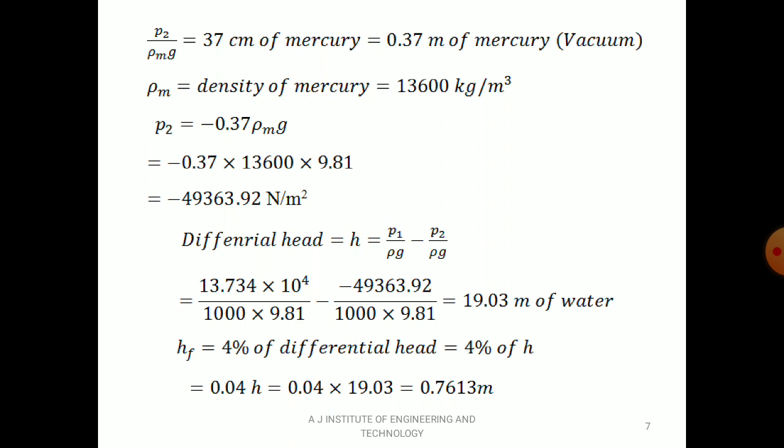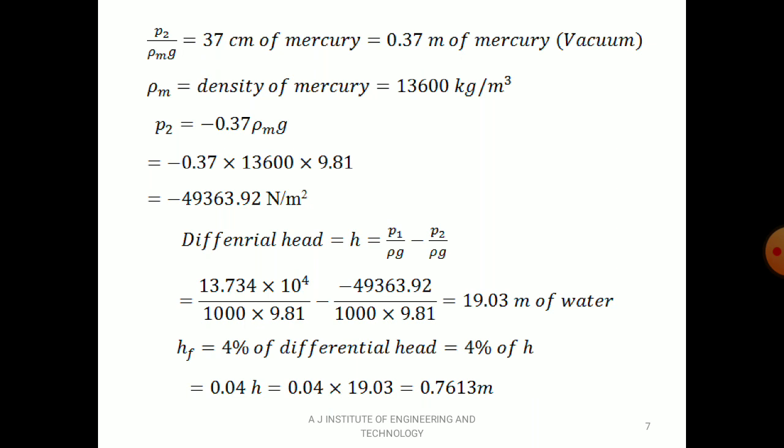So 37 centimeter should be converted from centimeter to meter, as I already told. So 0.37 meter of mercury. So that is a vacuum pressure. But what is rho m? Rho m is equal to the density of mercury, that is equal to 13,600 kg per meter cube.